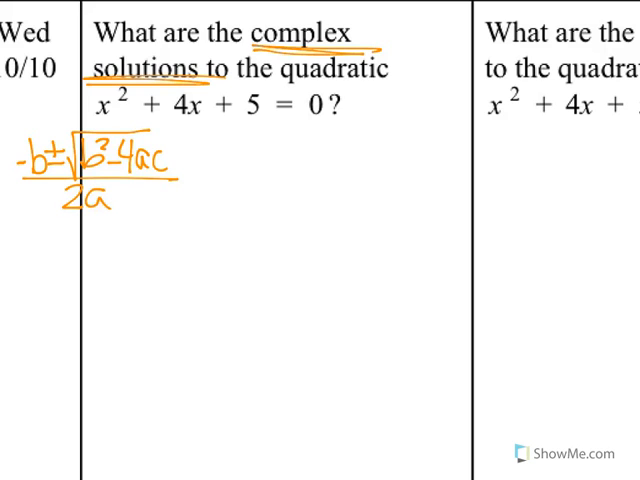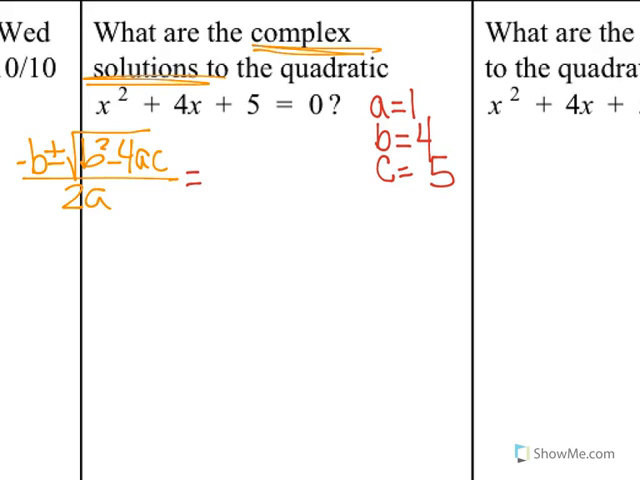So this is our quadratic formula, and we know that we need to label A, B, and C. So A is the number in front of x squared, it's 1, B is the number in front of x, it's 4, and C is our constant, it's 5. Now notice A, B, and C never have variables in them. We're only talking about numbers because we should be able to plug and chug this formula.